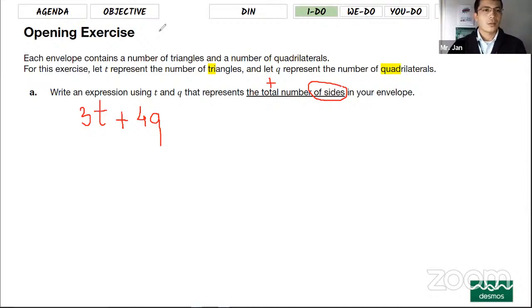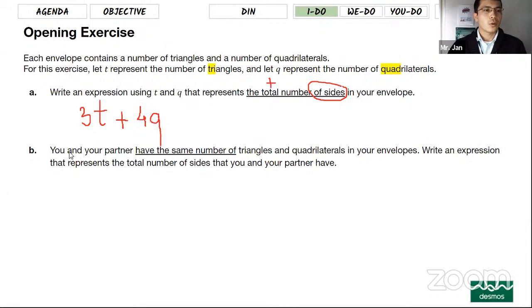Okay, so let's move on. For the next thing, let's say you're sitting with a partner and you have the same number of triangles and quadrilaterals, which means Mr. John put an equal number of triangles and an equal number of quadrilaterals in each envelope, and you're working with your friend, and each of you has 1 envelope. In this case, we need to write down the expression for the total number of sides that you and your partner have, both of you. What are we going to do to the previous expression? How could you figure out the total number of sides for both you and your friend?